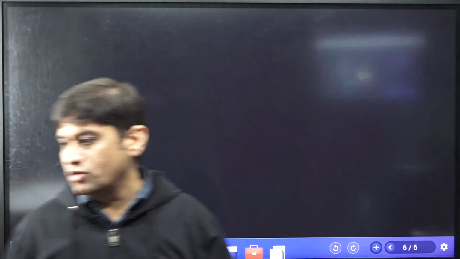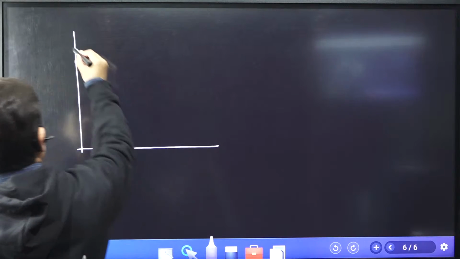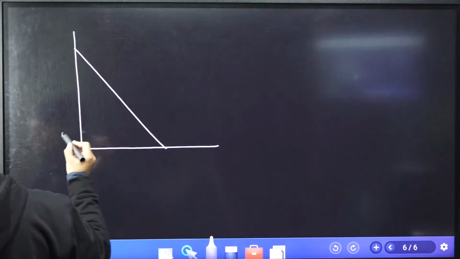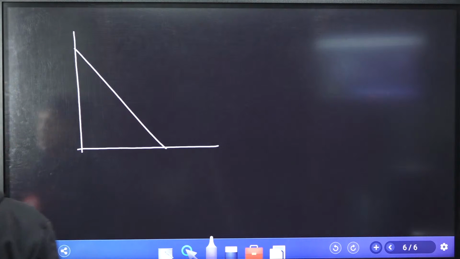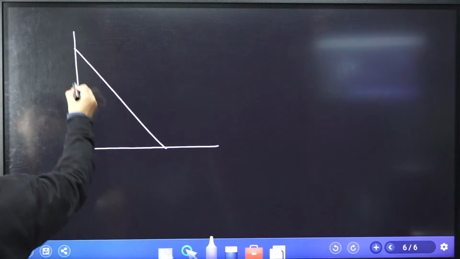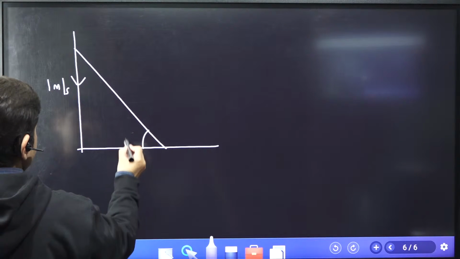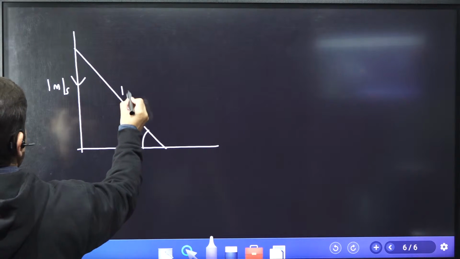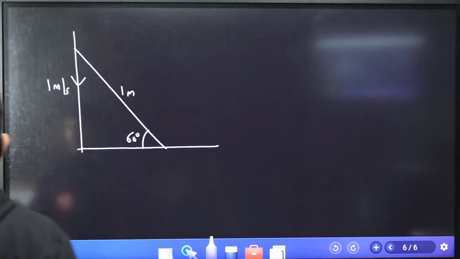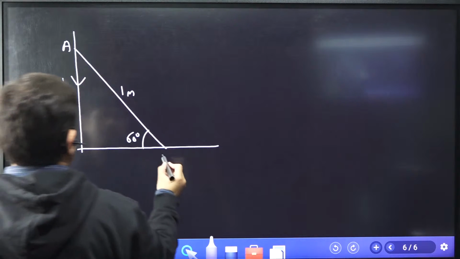Next question I'm going to give you is from the ladder. Now there is a rod of length 1 meter. So this is what is given. There is a rod of length 1 meter and it is sliding in a corner as shown. This side is given 1 meter per second and this angle is 60 degree and this is 1 meter length, and let's call it A, let's call it B.